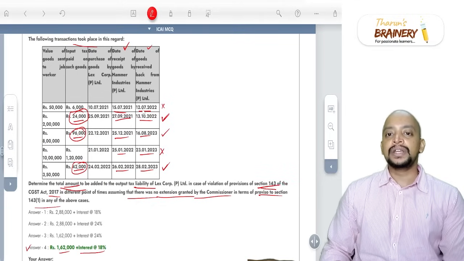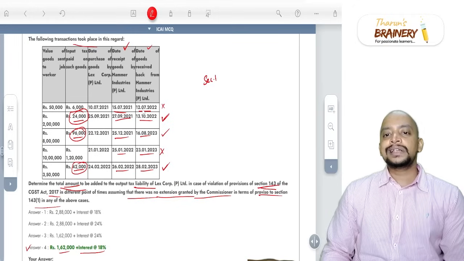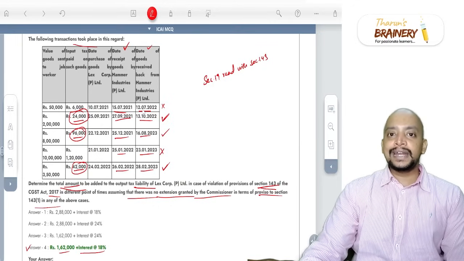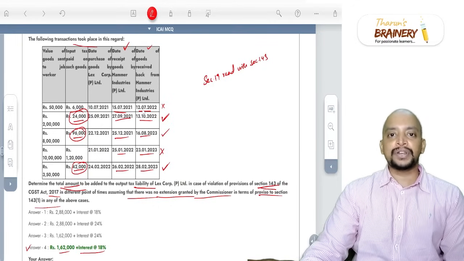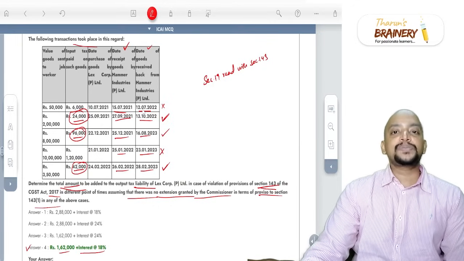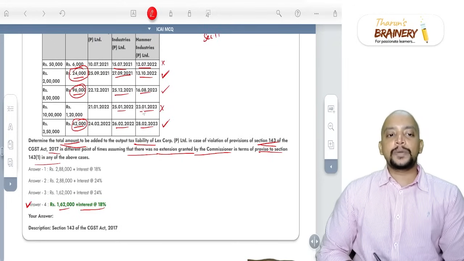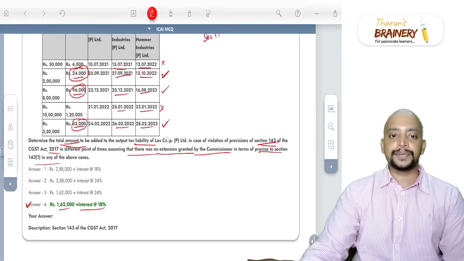of section 143? So these provisions are given in section 19, read with section 143. So therefore, on the date it is dispatched to the job worker or received by the job worker, it is treated as supply, and this much amount is added to the liability of Lexcorp along with interest 18%. So option D is the answer for this.